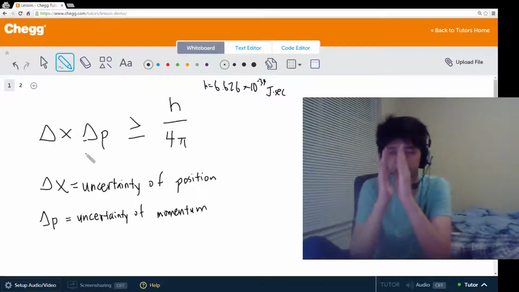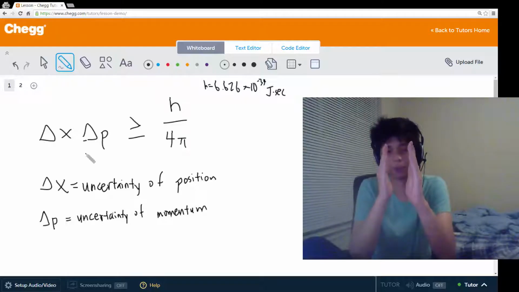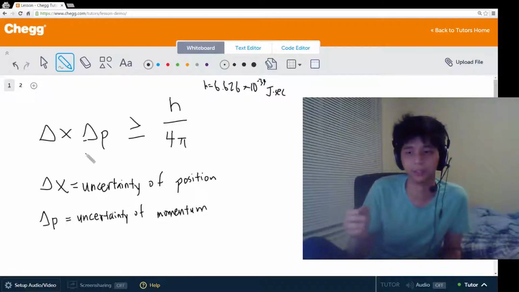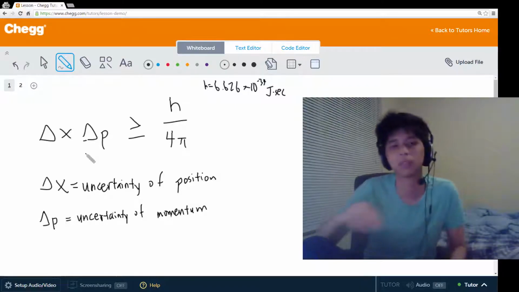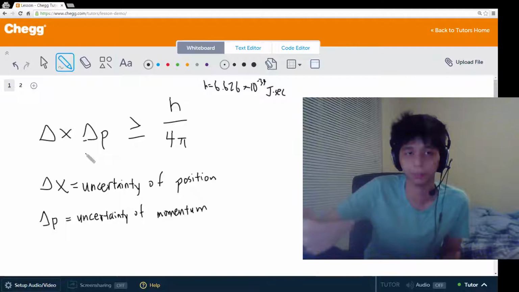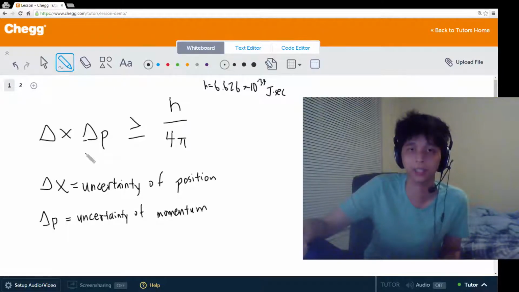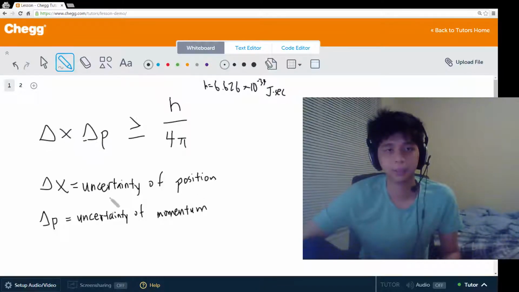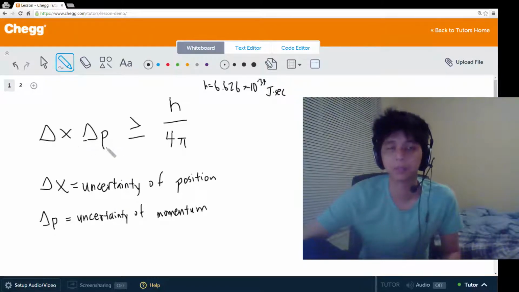So how uncertain we are, so we think this particle is from here to here, or we think that this particle is traveling from this to this momentum. That's what we're measuring, and that's what we're calculating for, not the actual values of the x and p, but rather the delta x and delta p. So this equation reads delta x and delta p. So delta x is the uncertainty of the position, and delta p is the uncertainty of the momentum.